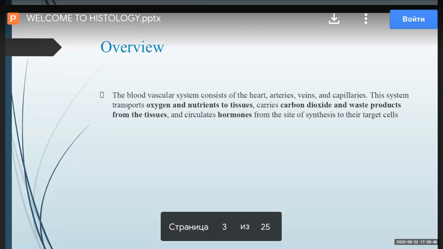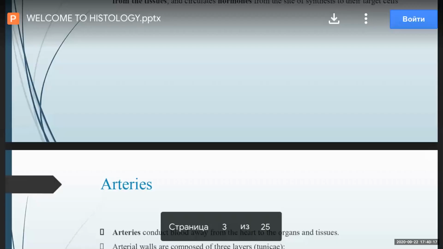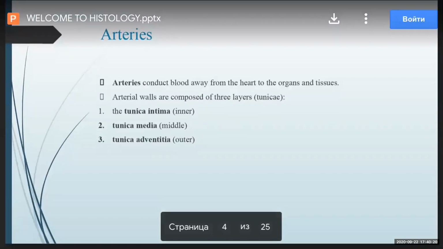So if we start about vessels, what is that? We know their function is that they transport oxygen and nutrients to tissues. Yes, you know it already. And they carry carbon dioxide and waste products from the tissues. Also hormones to their target cells. This is easy, you know it. Just an overview. Now we are starting arteries.